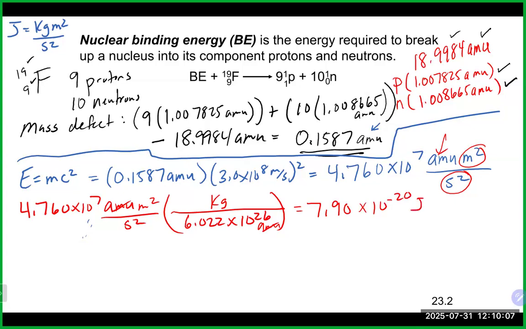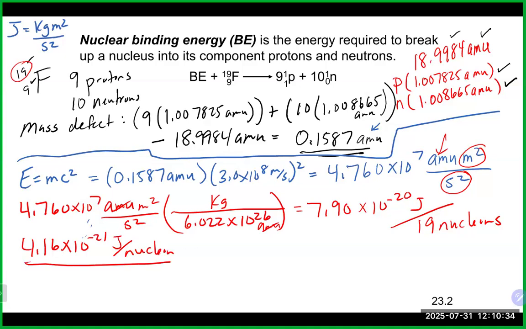Remember that we oftentimes will give binding energy in units of joules per nucleon. And our nucleon number here is 19, so we'll divide by 19 nucleons. And we will end up with about 4.16 times 10 to the minus 21 joules per nucleon. First off, any questions on that calculation there?